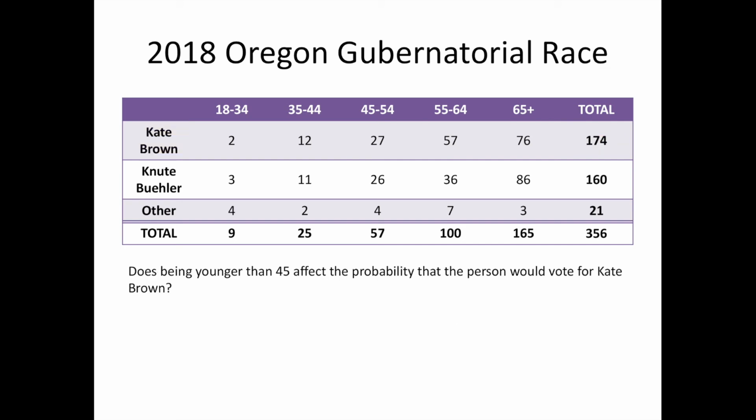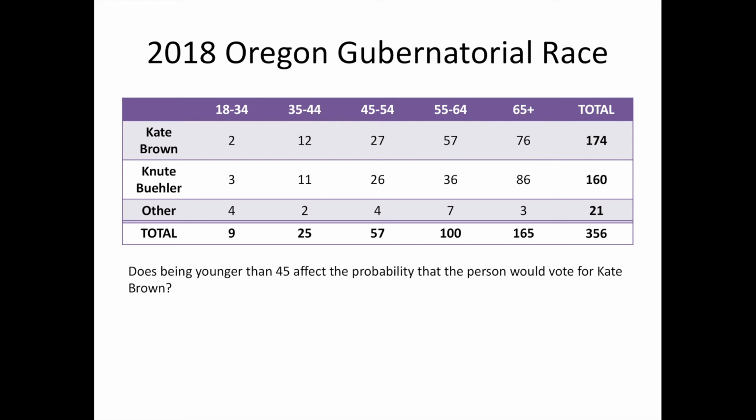Now here's a new question. Does being younger than 45 affect the probability that the person would vote for Kate Brown? Now we want to answer this mathematically using the data we have. We don't want to say, well, of course, people of different ages are going to support the candidates in different proportions. Right? We believe that to be the case, that a certain candidate's not going to have the exact same proportion of support amongst every different age group. But we want to show whether this is the case mathematically or not. So how we can do that is to use conditional probability.